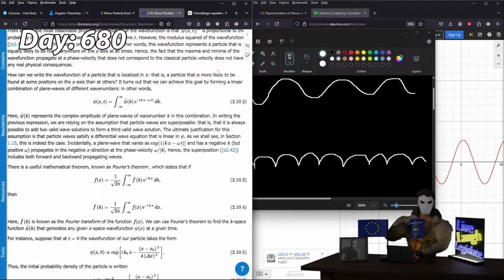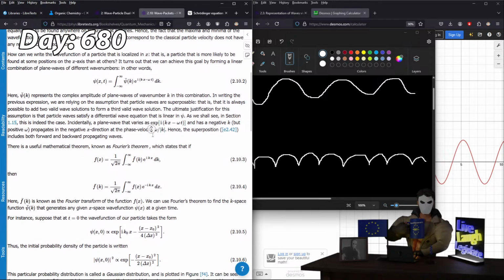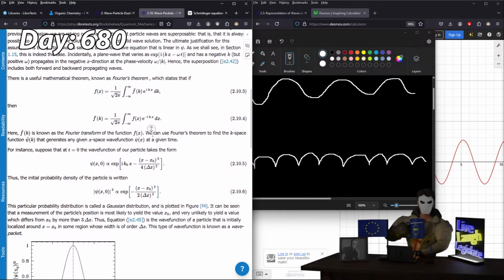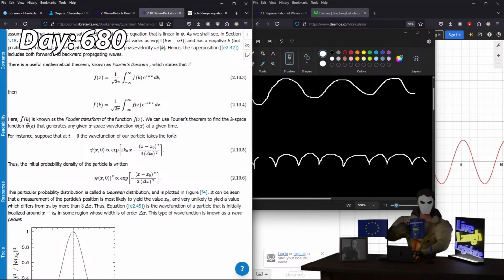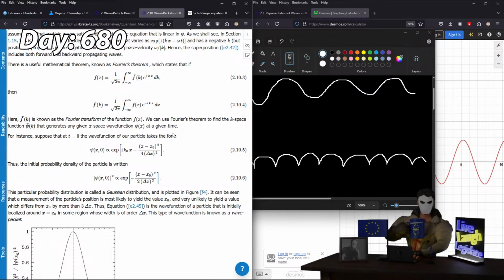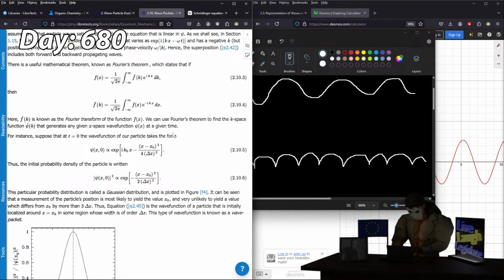Before induction programming waves. The Fourier transform of a function: we use Fourier's theorem to find the k-space function that generates any given x-space wave function. Oh wait, so this just changes the, I mean, that makes sense, that's what Fourier transforms do. Hold on, so right here you can get the other one.